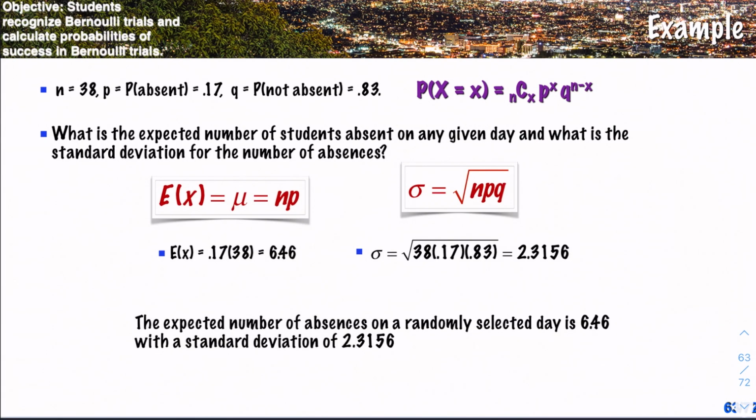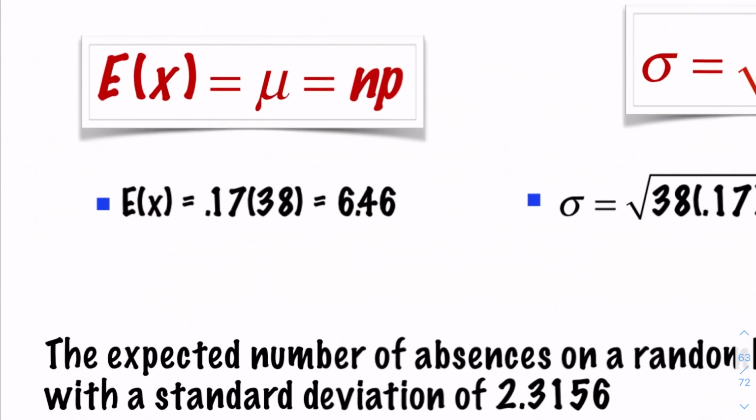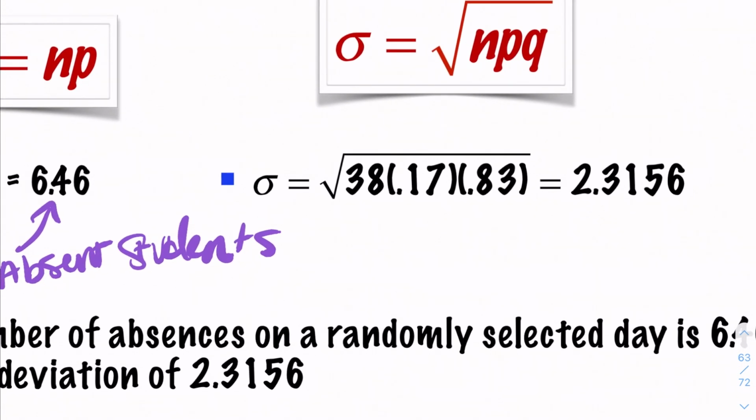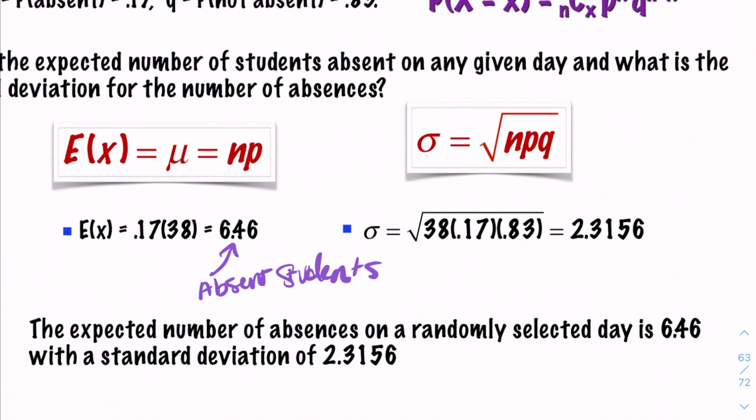So what is the expected value of students absent on a given day, and what is the standard deviation for the number of absences? So this is a binomial. So we go to expected value, which is n times p. So 0.17 times 38 is 6.46 absent students, with a standard deviation of square root of n times p times q, which is 2.3156. So let's put that into a sentence for context. The number of absences on a randomly selected day is 6.46 students, with a standard deviation of 2.3156 students.